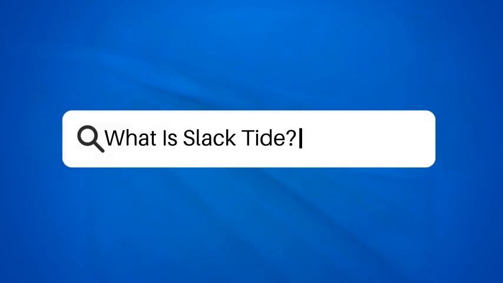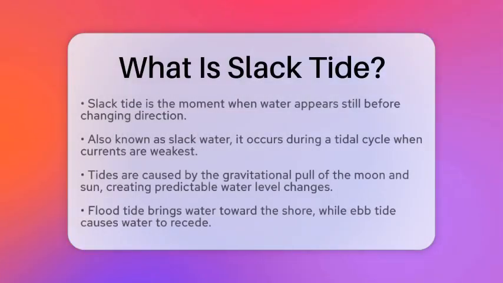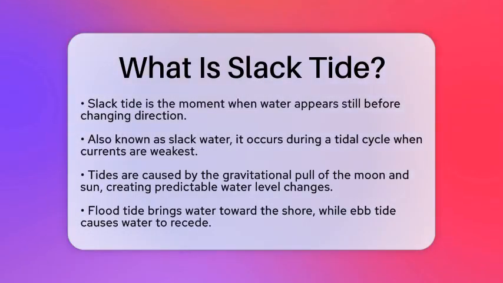What is slack tide? Have you ever noticed that the water seems to stand still for a moment before it starts moving again? That moment is known as slack tide. Slack tide, also referred to as slack water, is the period during a tidal cycle when the tidal current is at its weakest or nearly non-existent. This happens when the water appears to be neither rising nor falling, indicating that the tidal flow has slowed down to a near stop before changing direction.